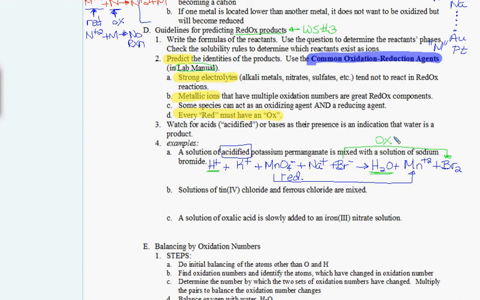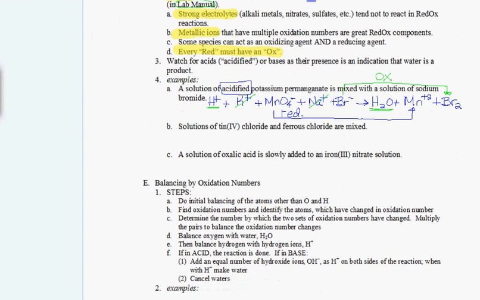So following our rules, you have to have a reduction and you have to have an oxidation. We have one of each. You also want to start to look at your strong electrolytes, and they tend to not react. So our strong electrolyte potassium ions and sodium ions, those are going to be our spectators.